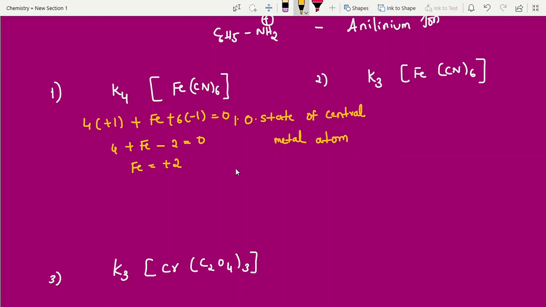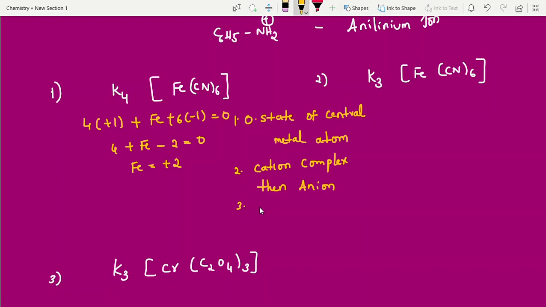So point 1 completed. Point 2, first we have to write the cation complex, then the anion. See students, here this is potassium, this is a positive complex, cationic complex. We have to write the cation first, then the anion. This is 4 minus. How it ionizes: 4K plus, Fe(CN)6 4 minus. This is the anion complex, this is the cation. Okay, now next one, third point.